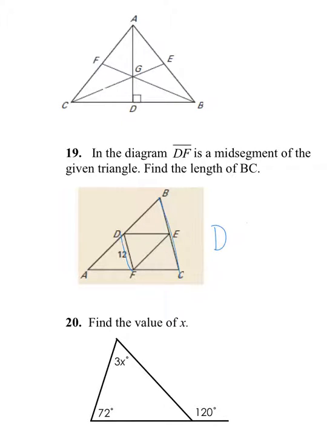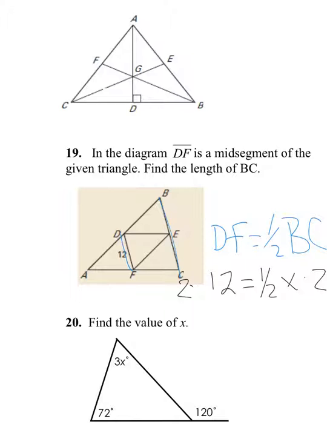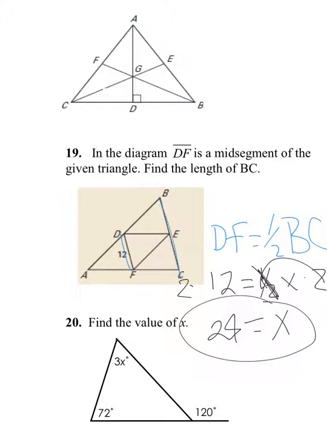So DF is 1/2 BC. Now we know DF, we don't know BC, so we're pretty much going to work backwards here, right? It's like saying 12 is 1/2 of what? Well, to cancel out this 1/2, if you're thinking about it algebraically, you multiply by 2, because 2 times 1/2 is 1. Those cancel out and you have 1x. And 2 times 12 is 24. So this is 24 because when you cut it in half, you get 12.